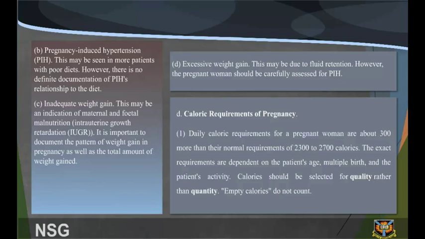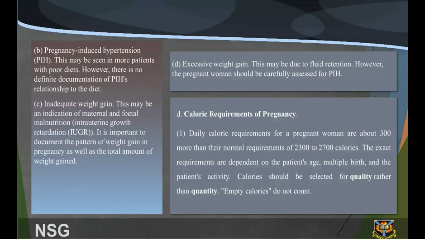Intrauterine growth retardation. It is important to document the pattern of weight gain in pregnancy, as well as the total amount of weight gained. Excessive weight gain. This may be due to fluid retention. However, the pregnant woman should be carefully assessed for PIH.